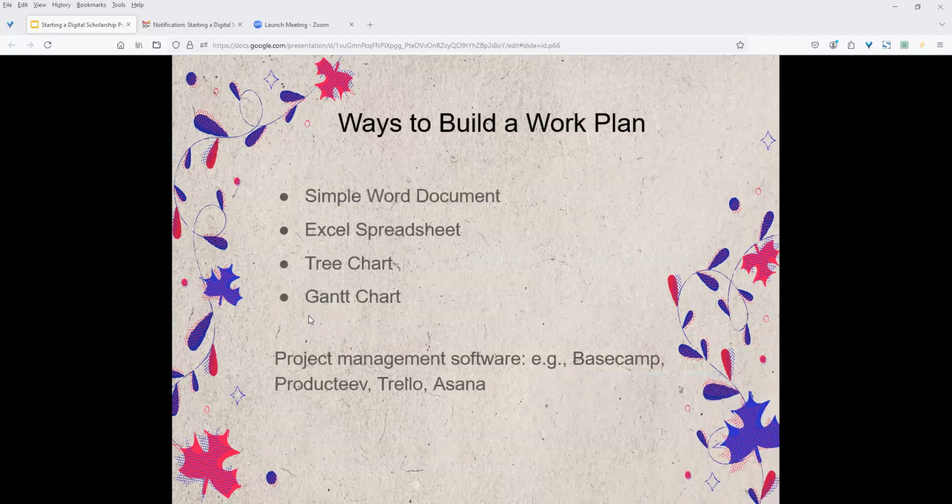All right, so ways to build a work plan. Well, you can do a simple Word document. You can do an Excel spreadsheet, a tree chart, Gantt project. So I mentioned project management software, Basecamp, Productive, Trello, Asana. These are things that you consider. Find something that works for you. Spend some time looking at that software, see if it meets your particular needs. Do you work well with it?